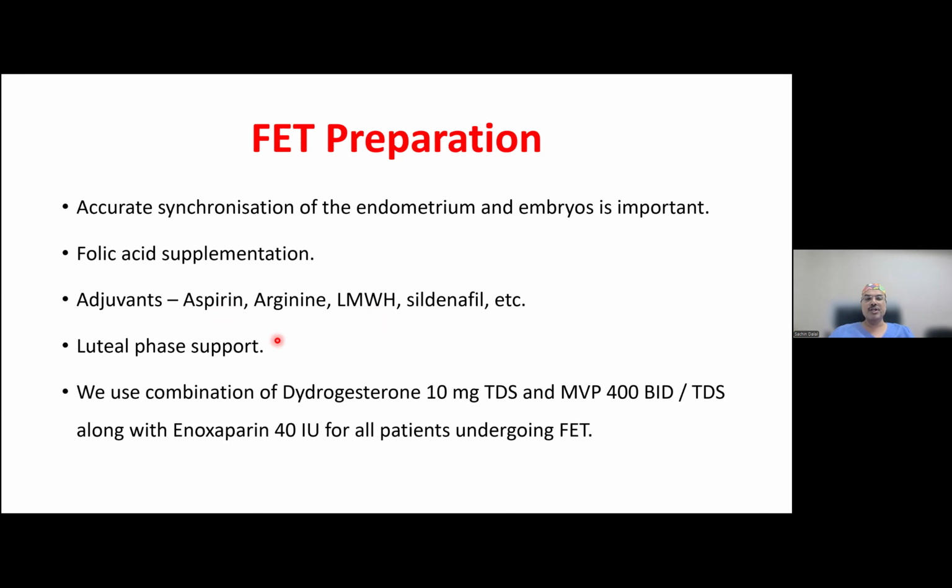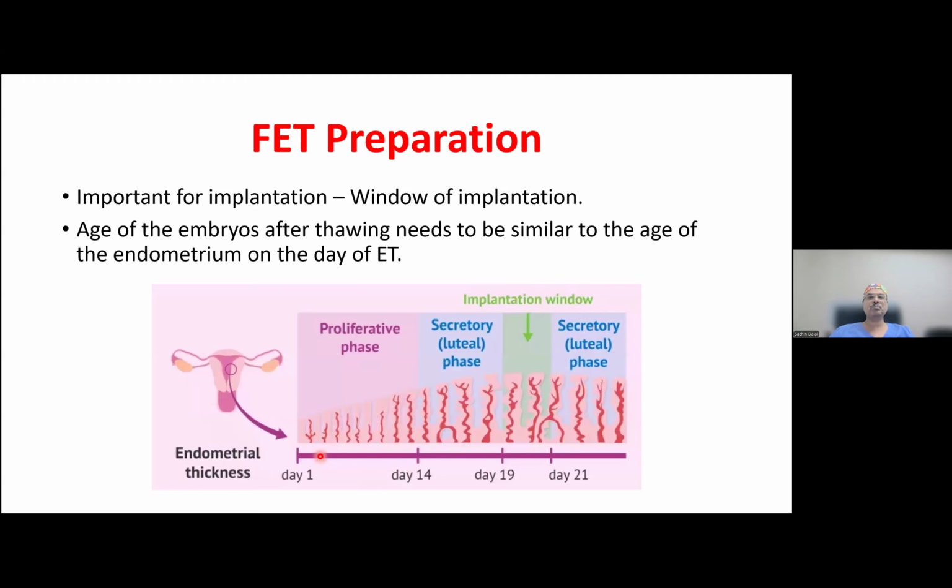Always give a very judicious luteal phase support. I use a combination of dydrogesterone 10 milligram TDS with micronized vaginal progesterone. I don't use injectable progesterone, BD or TDS, along with enoxaparin 40 for all patients undergoing FET.